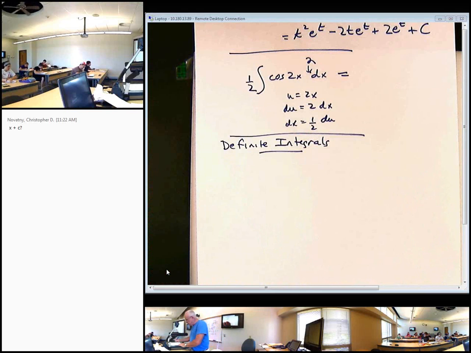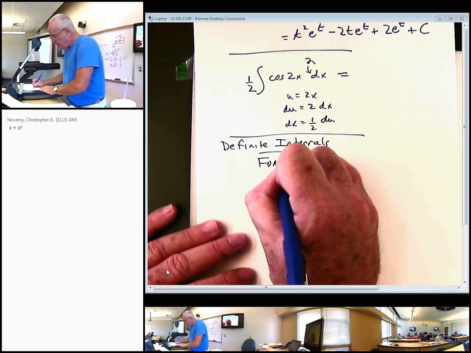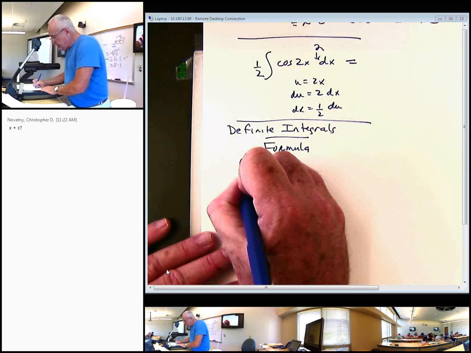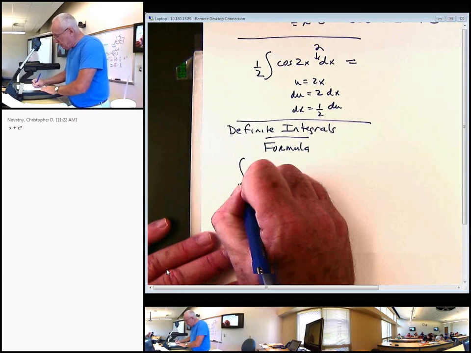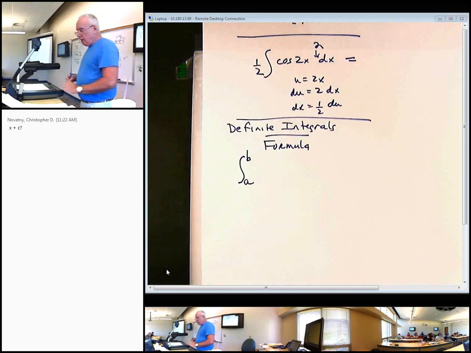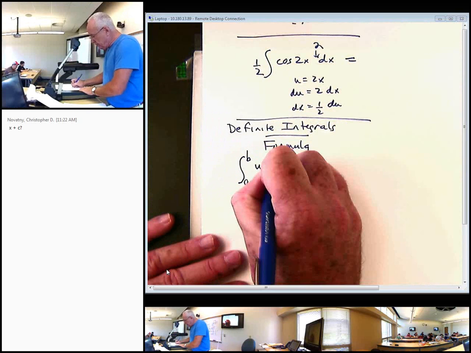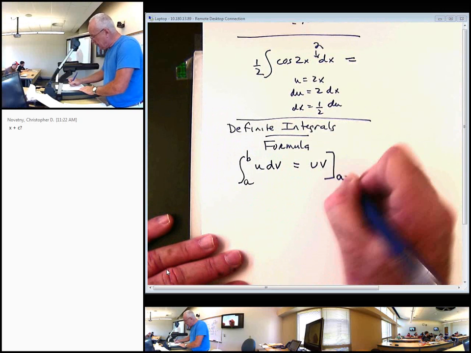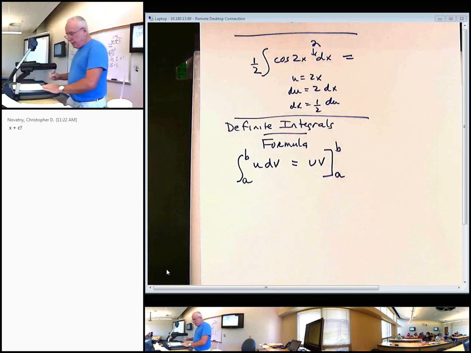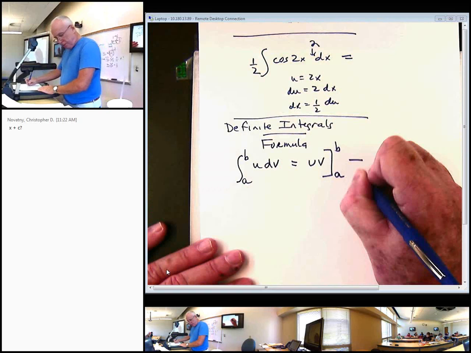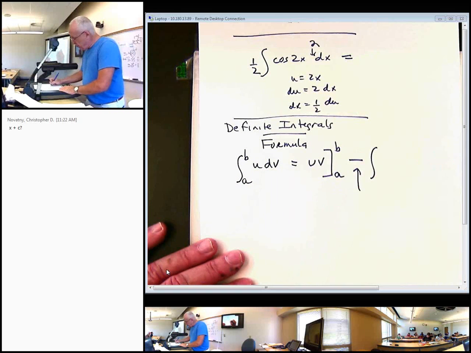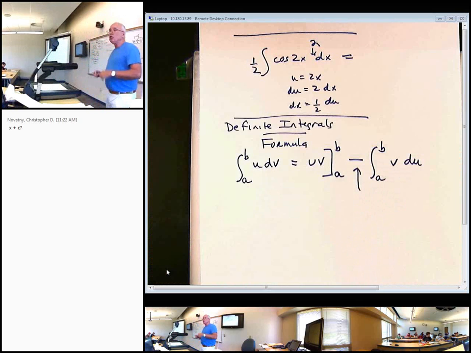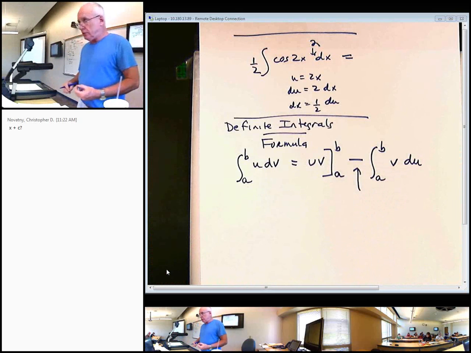So there's a formula for definite integrals. So this is it. Again, an antiderivative, but now we put limits, lower limit and upper limit, of u dv equals u times v, and then we put our bracket a to b there. So we're putting in our limit minus, not a plus, the integral, again, from a to b of v du. So now we're just putting in our limits into the situation.